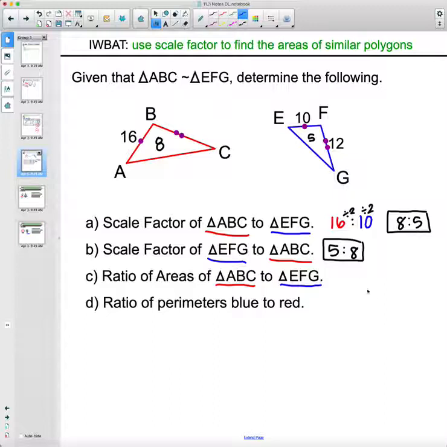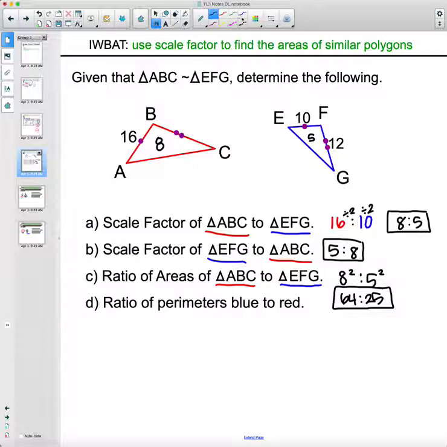Okay, so we're starting in the red shape. And so this 8 is like your A, right? So we're going to be doing 8 squared compared to 5 squared. So taking that simplified scale factor and squaring it out. Making sure you took from the red shape, the first one they talked about, to the blue one. So 8 squared is 64 and 5 squared is 25.